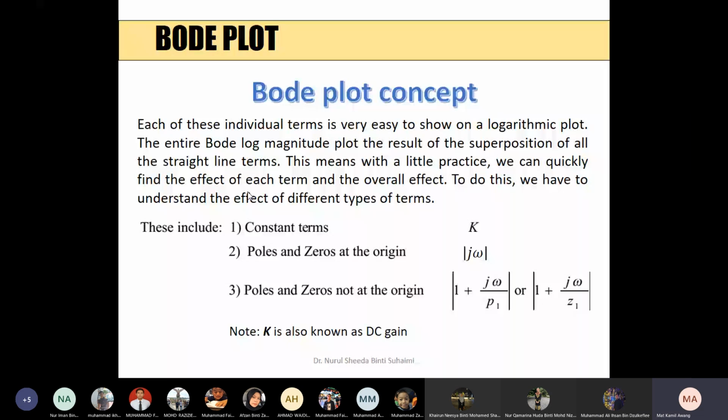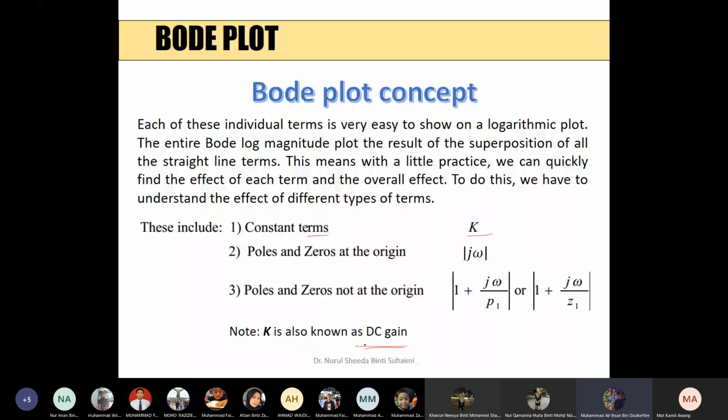This means with very little practice, we can quickly find the effect of each term and the overall effect. To do this, we have to understand the effect of different terms. The constant term K is actually a DC gain. It's known as a constant or DC gain.